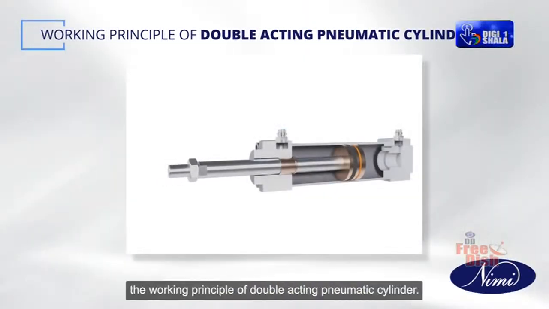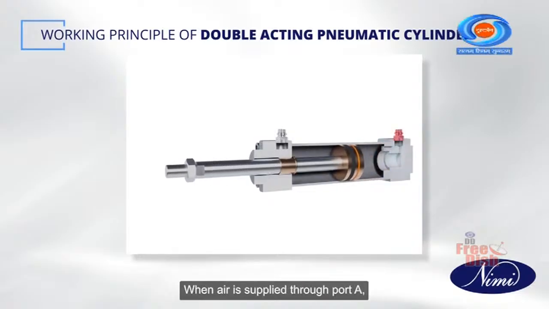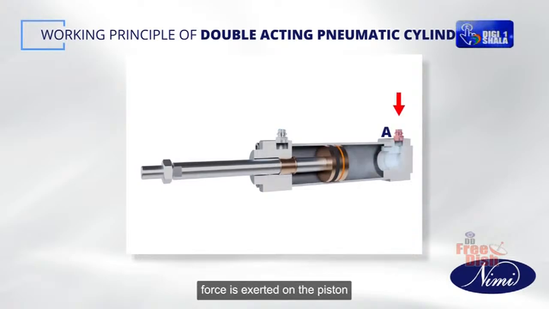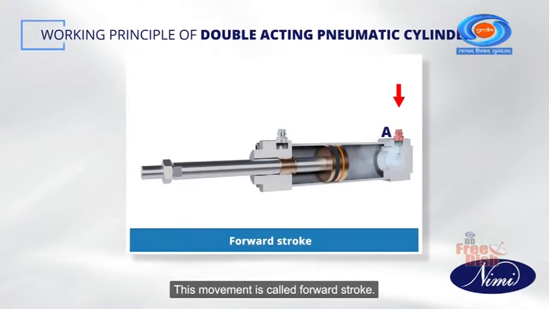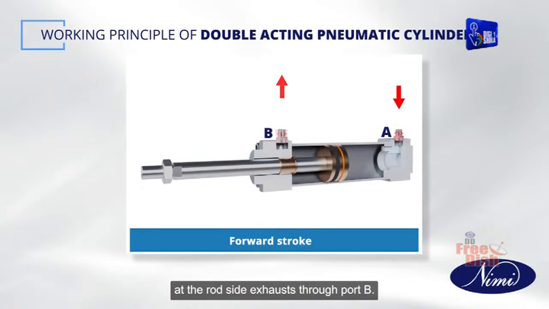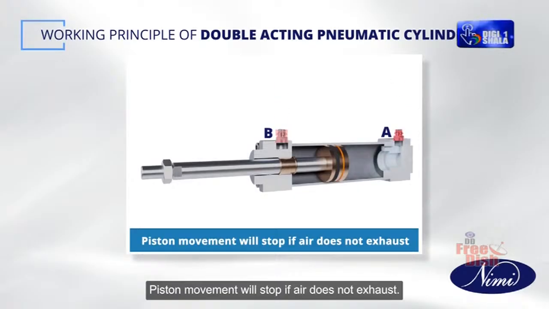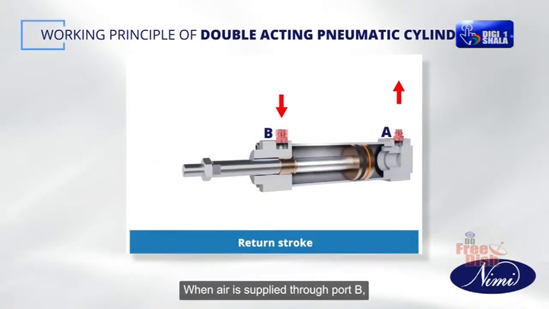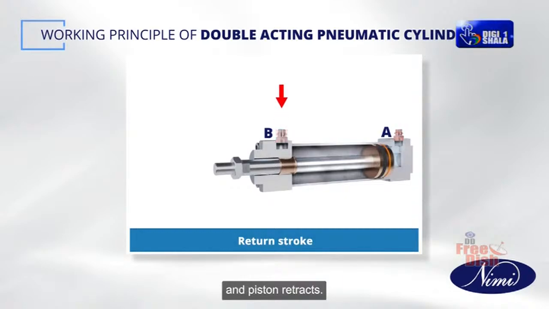Let us now look at the working principle of the double-acting pneumatic cylinder. When air is supplied through port A, force is exerted on the piston so that it moves in the forward direction. This movement is called forward stroke. During the forward stroke, air already present at the rod side exhausts through port B. Piston movement will stop if the air does not exhaust. When air is supplied through port B, the air already present exhausts through port A and the piston retracts.